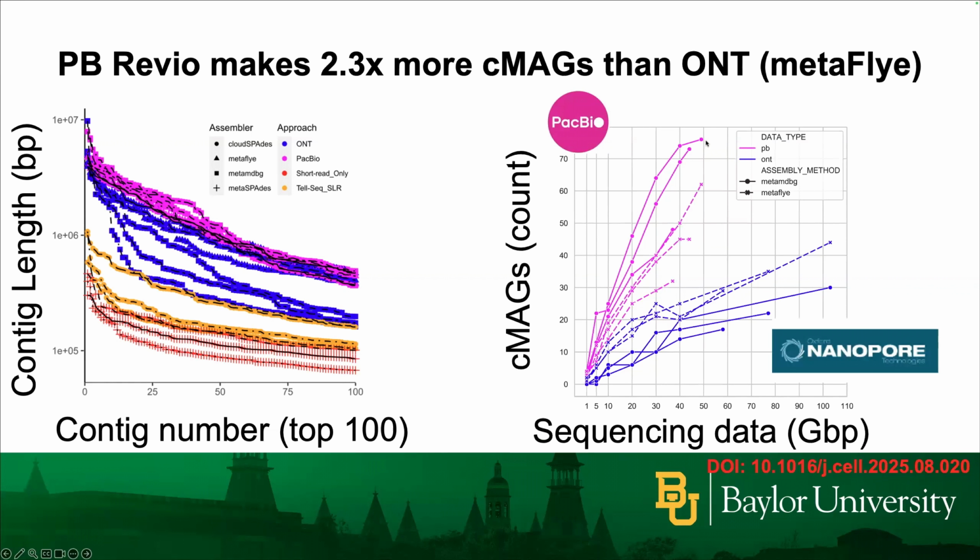So when we looked at these 3 deep sequenced samples and then did subsampling all the way down to 1 gig, this also becomes very clear in that the total number of complete MAGs, regardless of the assembly methodology, was always higher for PacBio than it was for ONT. And when you look at the results, they also vary within the assembly methodologies for each approach. So that's also important to keep in mind. But in terms of the amount of sequencing data to complete MAGs, the PacBio Revio generated 2.3x more CMAGs than ONT.